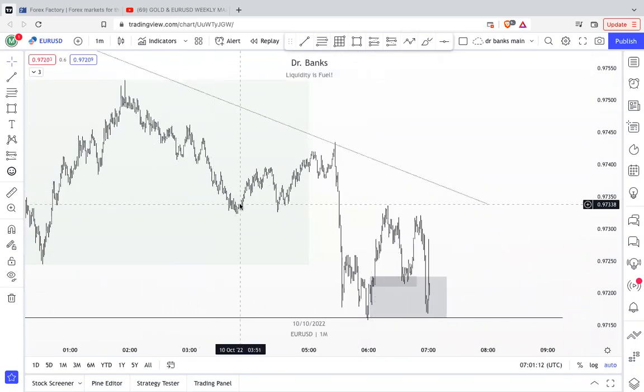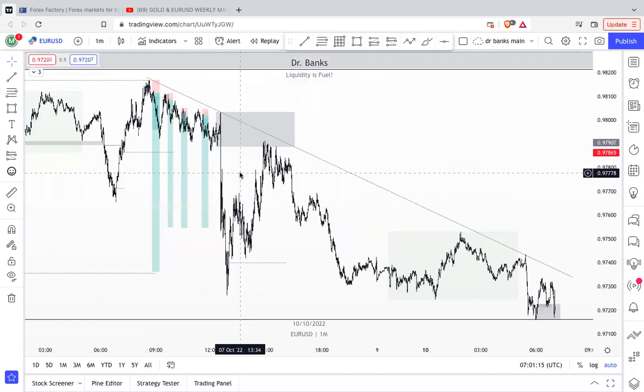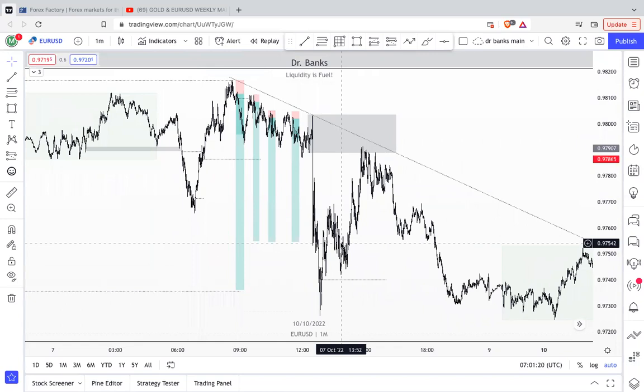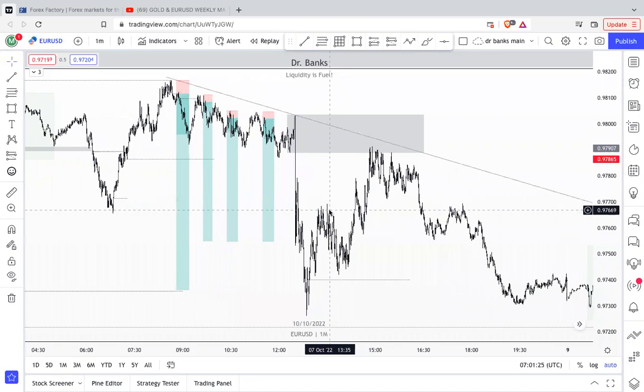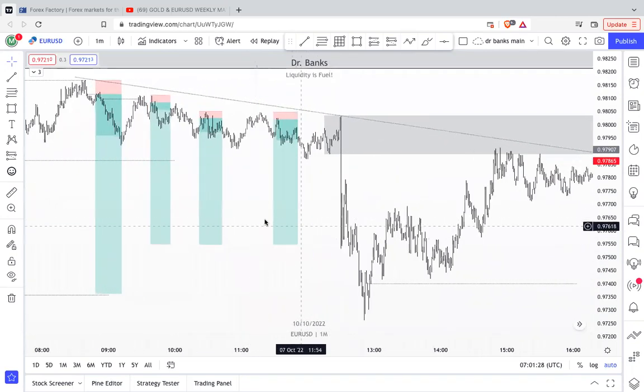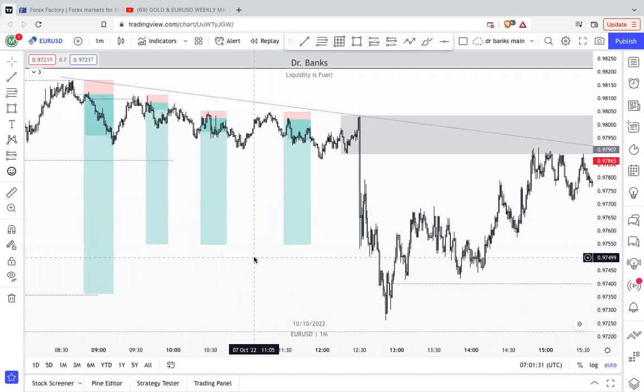So the reason why people want to trade too many pairs is so that they can get more opportunities. True or false? True. The reason why people trade too many pairs is because they feel that they will not be able to get opportunities from a single pair.